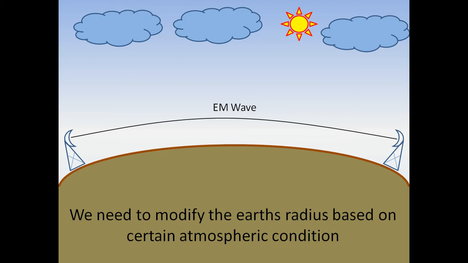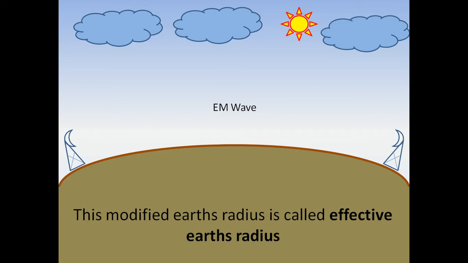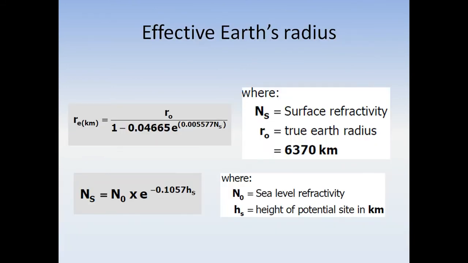Papakita ko na lang sa inyo yung equation. Okay, ang tawag doon is called the effective Earth's radius. So, ito yung equation na gagamitin natin for the effective Earth's radius. So, RE in kilometer is equals to RO. Yung RO is yung true Earth's radius, which is 6,370 kilometer. I think yung number na yan is nasa calculator, if I'm not mistaken. Nasa constant ata na calculator.